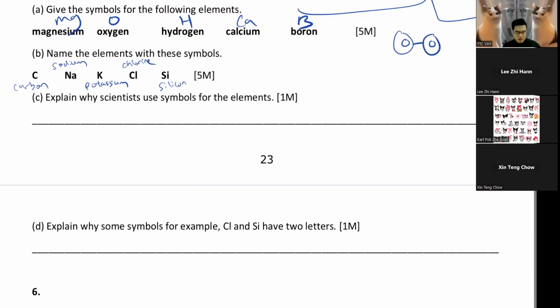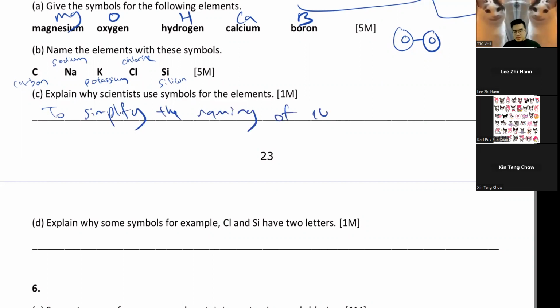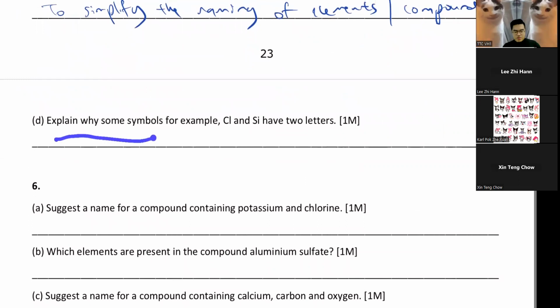Let's continue with our why scientists use symbols. This is to simplify the naming of elements or compounds, right? If my name is simple, is short, it makes life easier. Because when it comes to chemistry, you have to deal with so many chemicals. So if you use a short name, then life will be easier, right? To simplify things.